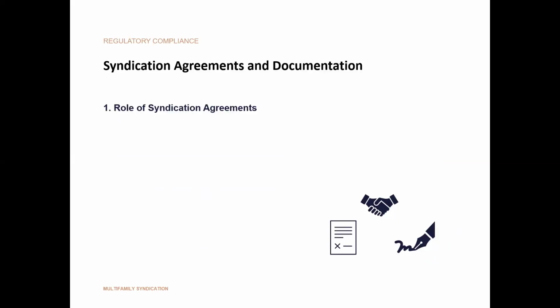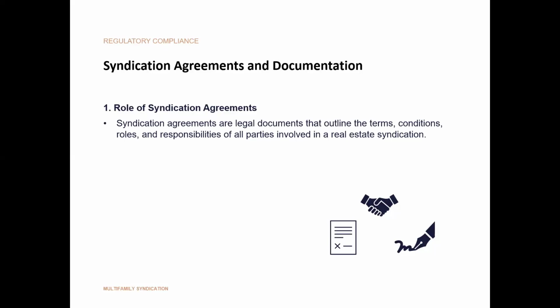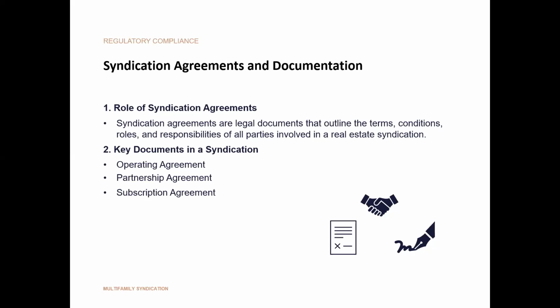Syndication agreements and documentation. So the role of a syndication agreement, this is what you're actually going to be signing when you're committing capital into a syndication. You're going to be reviewing what's called a PPM, and as part of that PPM, there's going to be a syndication agreement, and that's going to detail all of the specifics about what you're actually purchasing. So for an LLC investment like what we currently offer, you'd be purchasing units of that LLC. And that's what this syndication agreement is allowing you to do. Some of the other key documents that you'll see is the operating agreement, and that's the operating agreement for the syndicate LLC that we discussed. Partnership agreement, of course, and the subscription agreement.